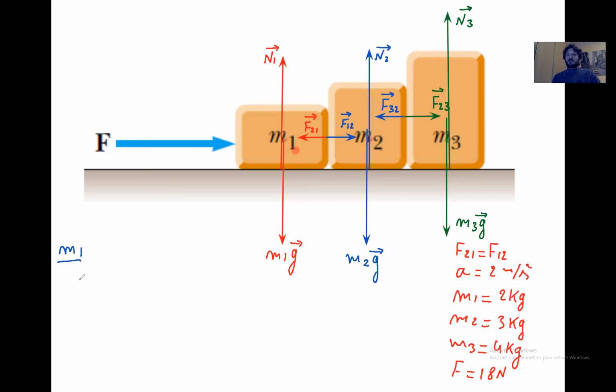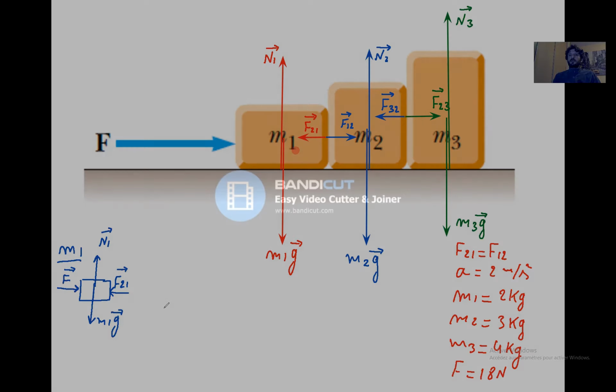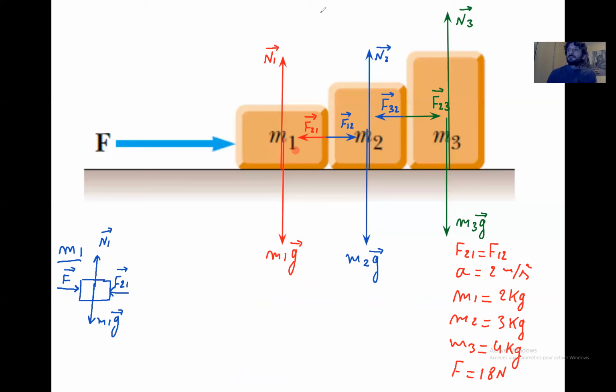On M1, we have F to the right, we have F21, N1, and M1 g.